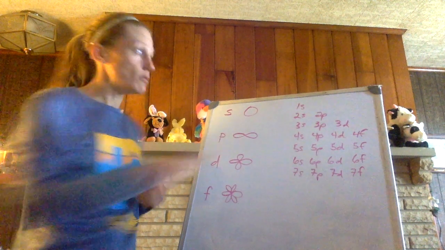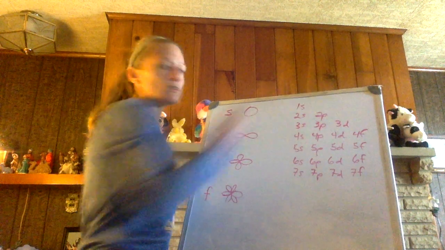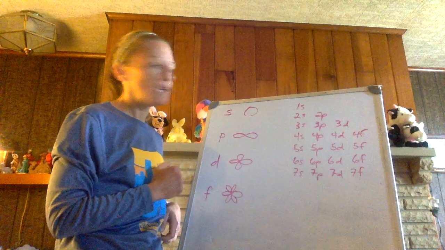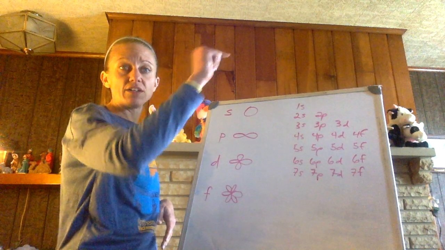And check this out too. There's no such thing as a 1p orbital. There are no such things as 1d or 2d, or 1, 2, or 3f. We skip one down each time.